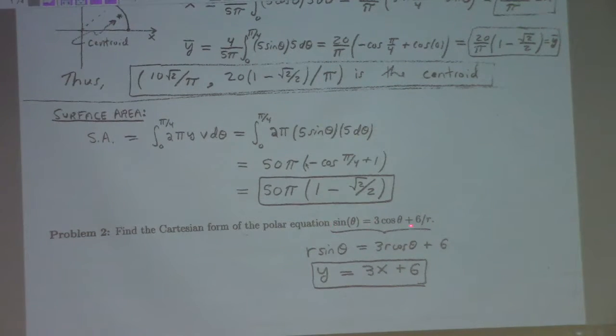So multiply this by r. You get r sine theta, 3r cosine theta plus 6. That is y. That is x. That is 6. We all agree. So y equals 3x plus 6. That's Cartesian because it's got x and y in it and nothing else.